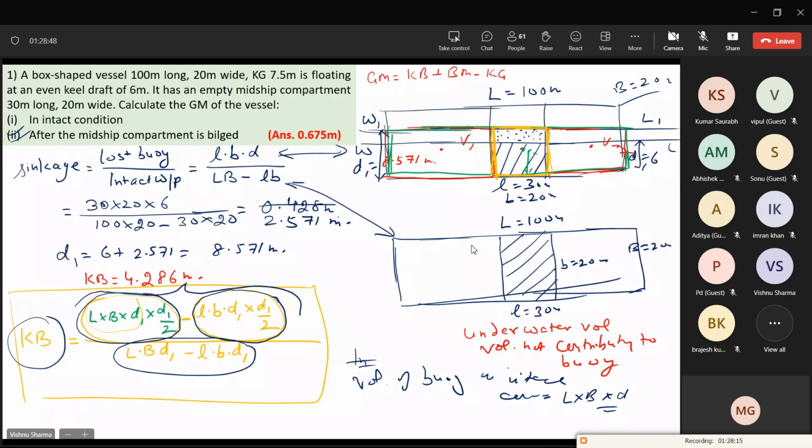Correct? So in my case, the vessel's displacement has not changed under lost buoyancy method. So if you calculate this denominator, this will come same as LBD. So instead of going through a lengthier process, I can just replace it by LBD.